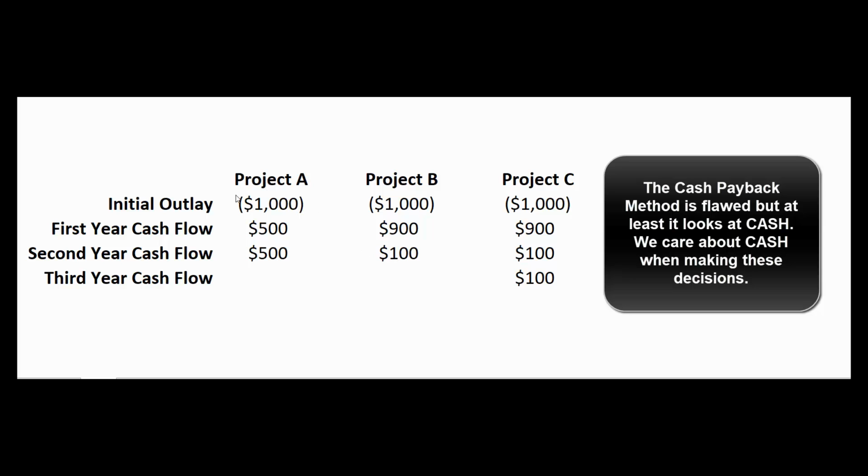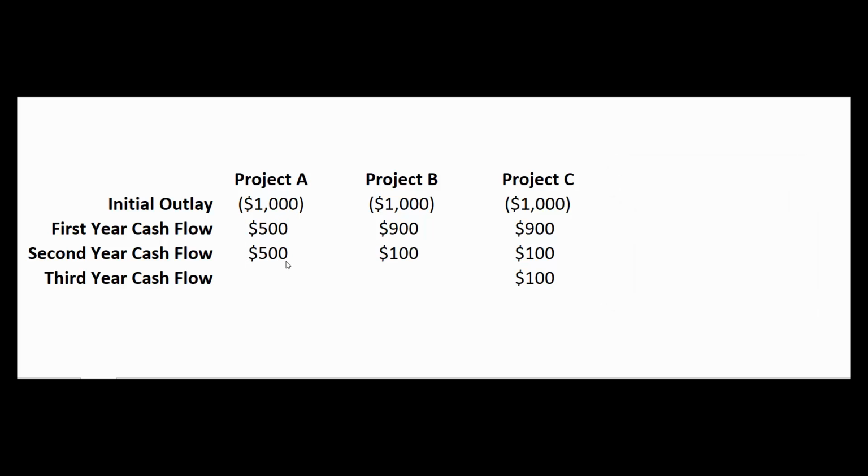So let's say this is project A, we spend $1,000, we get $500 back the first year, $500 cash back the second year. Project B, same price at the beginning, the initial outlay is $1,000, we get $900 back the first year and $100 back the second year. Project C, same thing, except we have another $100 out here. So what is the payback period?